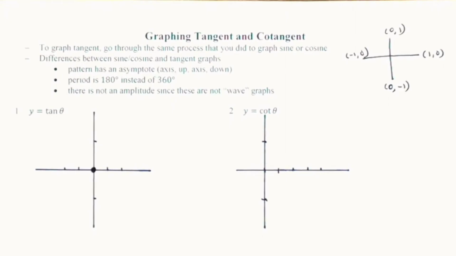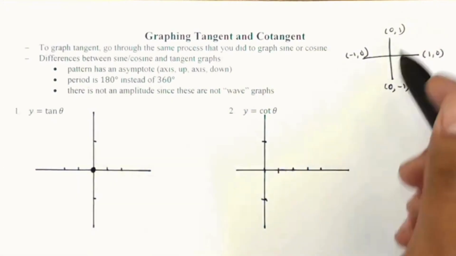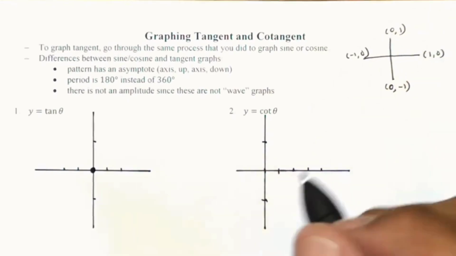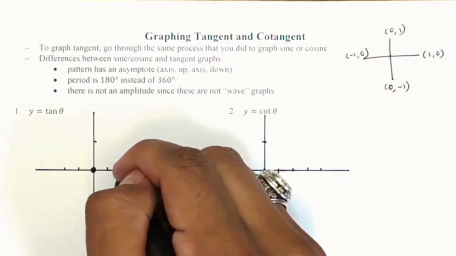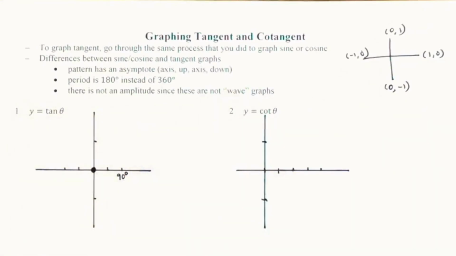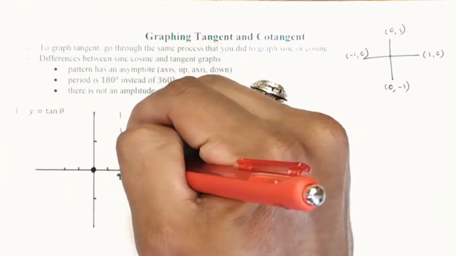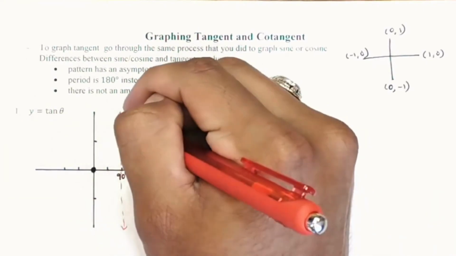So what about up here at 90 degrees? Well, y divided by x would be 1 over 0, so it would be undefined. So what I'm going to use is this tick mark right here, and I'm going to say that's 90 degrees. And it's undefined, so I'm going to draw a vertical asymptote.